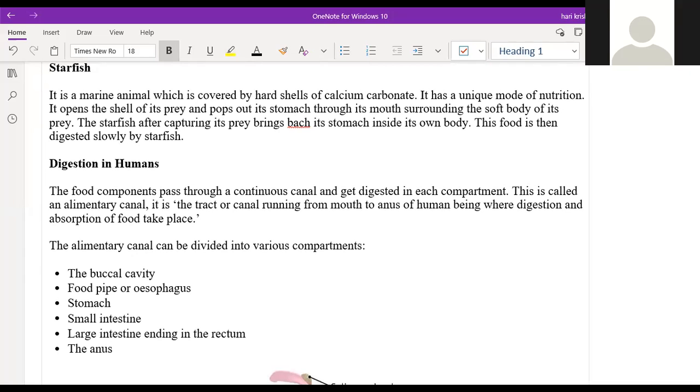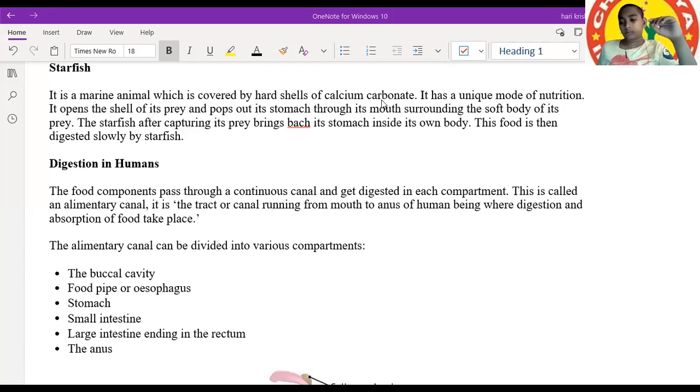Raghav is there in the class? Yes, sir, I'm there. So the mode of eating in starfish, right? The mode of intaking food in starfish. So what is the answer? Oh, sir, I was speaking, but I was on mute.